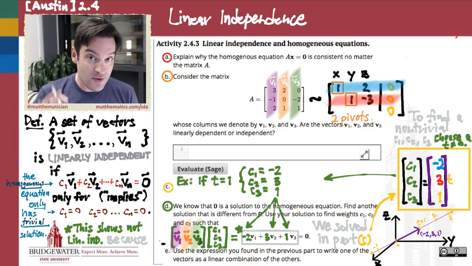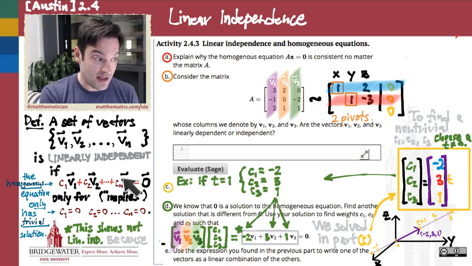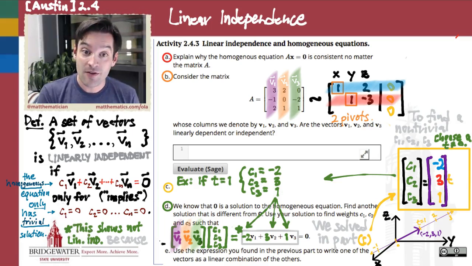Remember, anytime you falsify an implication, an if-then statement, the only way to falsify it is to find a case in which the premise is true, but the conclusion is false. In other words, we need to show that it's possible for the first thing to happen, but the second thing to fail. That's the only way to make this implication false for my set of 3 vectors.